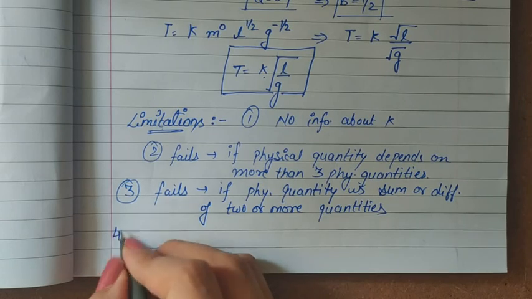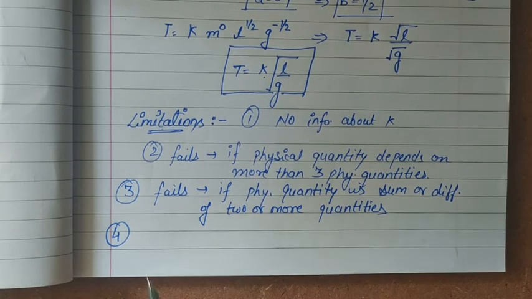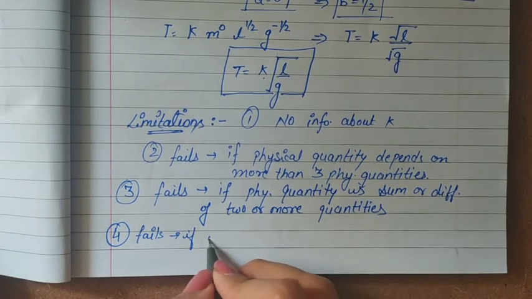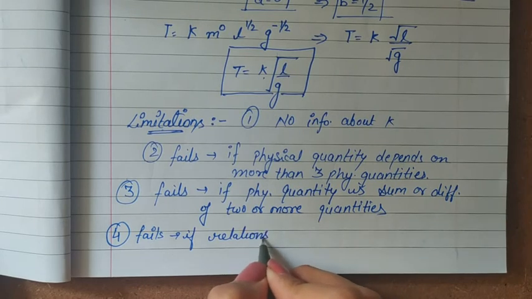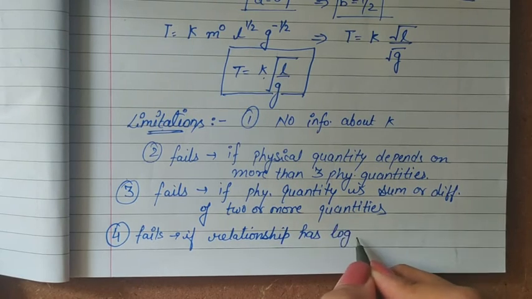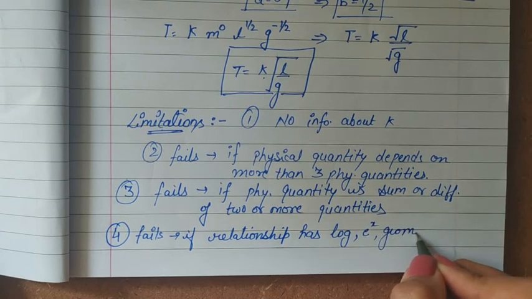Next limitation is that it fails to derive relationships in which log, exponential and geometric functions are involved. It can't read those factors. It fails when the formula has logs, exponential terms or geometric terms, then in that case this theory also fails. So it fails if the relationship has log, logarithm, exponentials or geometric functions.